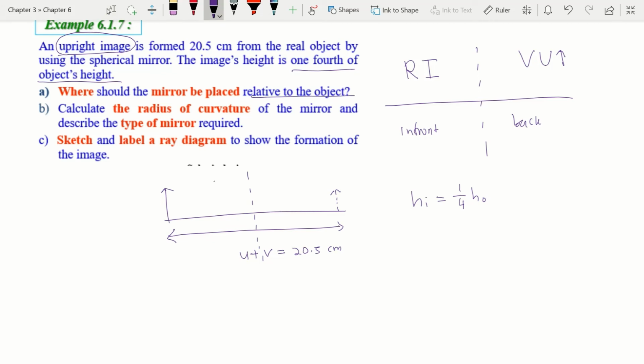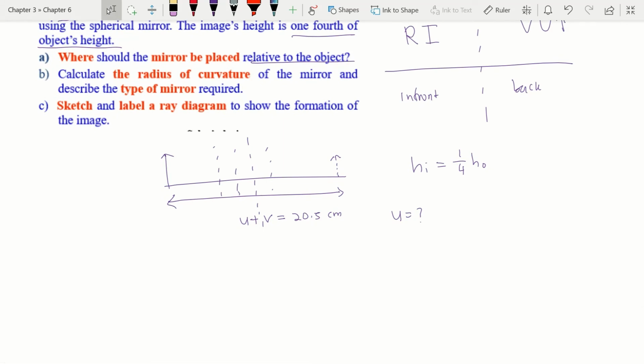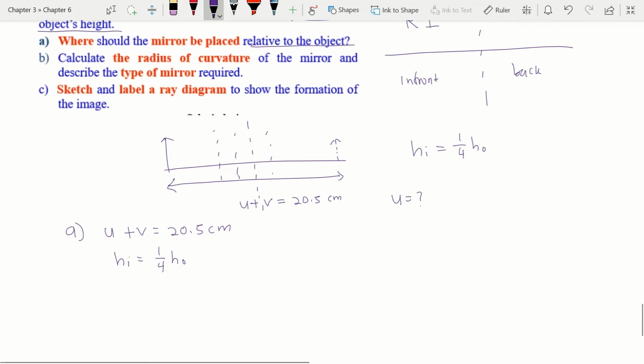Should the mirror be placed here or here or here? So we need to determine the distance of the object. So how do we tackle this question? Let's list out all the information that we have. Object distance plus image distance is 20.5 centimeter, and the image height is 1 over 4 of the object height. Okay, so we have 2 pieces of information.